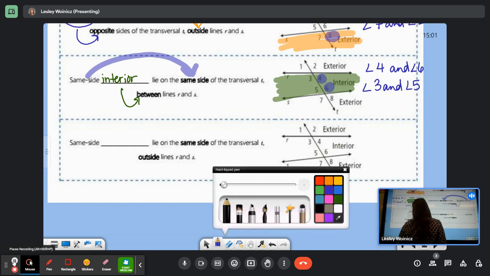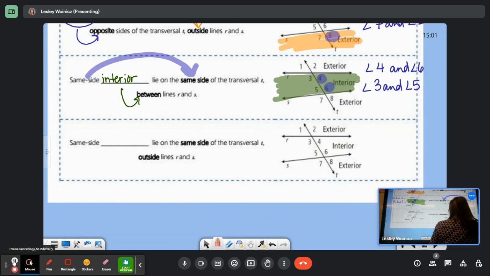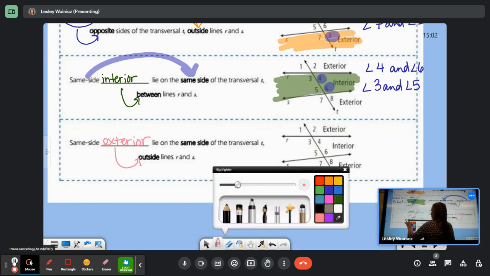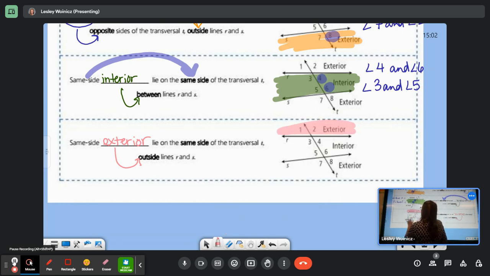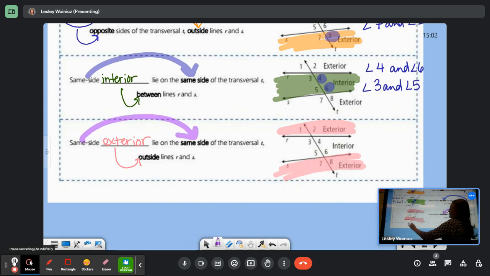Okay, can you guess what the last blank should be? Exterior. Oh man, you guys are good. Okay, exterior means outside. So that'll be out here, and then they're on the same side. So I'm picking 1 and 7.